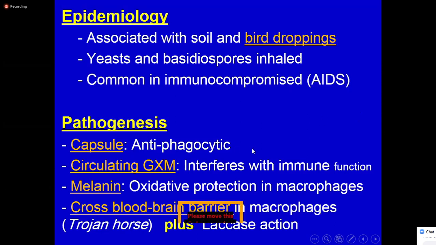Pathogenesis: the capsule is antiphagocytic. Sometimes we can detect the capsule material which interferes with the immune system. Melanin gives oxidative protection in macrophages. The melanin that this microorganism can produce through the activity of the laccase provides protection to the Cryptococcus inside macrophages. Cryptococcus neoformans can cross the blood-brain barrier in macrophages. So the macrophages represent the Trojan horse.